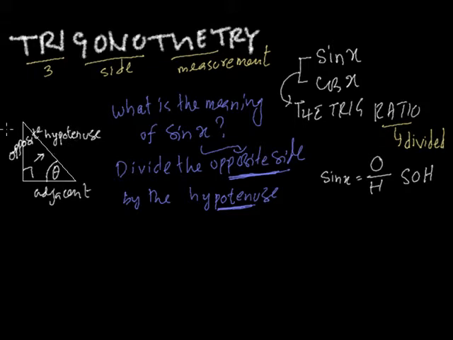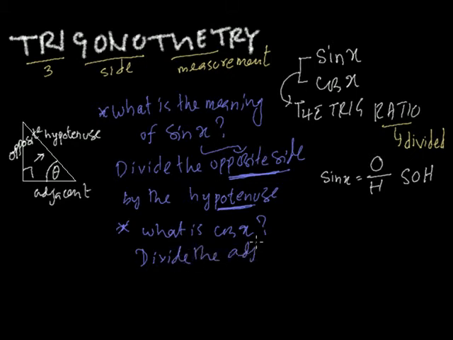Similarly, if someone asks what is the meaning of the mathematical term cos x, so what is cos x, if that is the question after this, then cos x is the order: divide the adjacent by the hypotenuse.